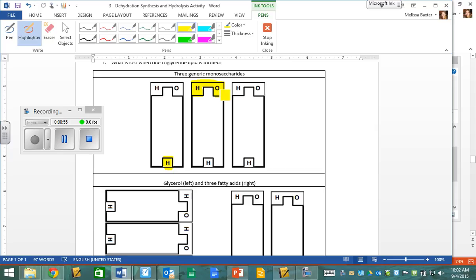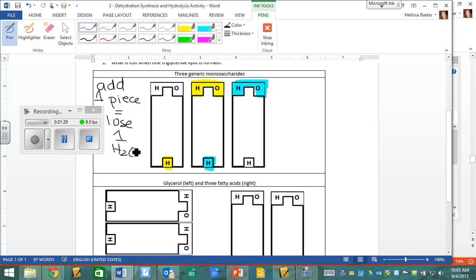Now, if I want to then attach the third one, it would make sense for me to repeat the same process. Cut off the hydrogen from the second one and the O and the H from the third one. So the idea is that each time you add one piece, you lose one water. And that's how you would answer the questions.